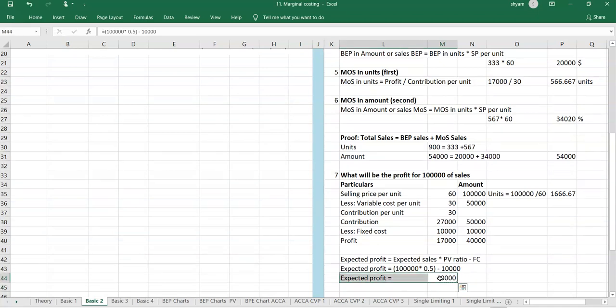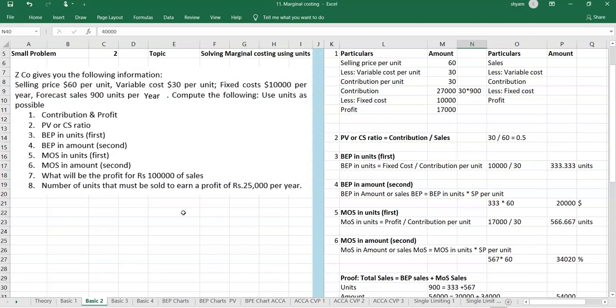Okay, so you got the same 40,000. You got the same 40,000 without doing the format. Okay, how did we get it? See, there's a relationship between the sales and contribution, which is the PV ratio. So if you know your sales value, multiply by PV ratio, you'll get contribution. From there, you deduct your fixed cost, you'll get your profit. Okay, it's actually quite simple. See, it's all about doing more problems.